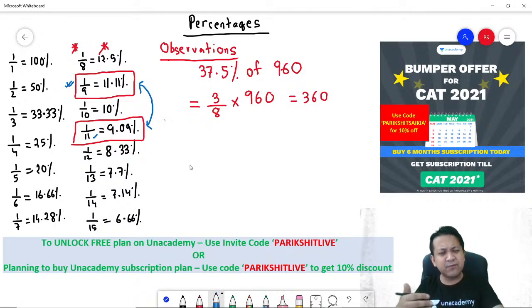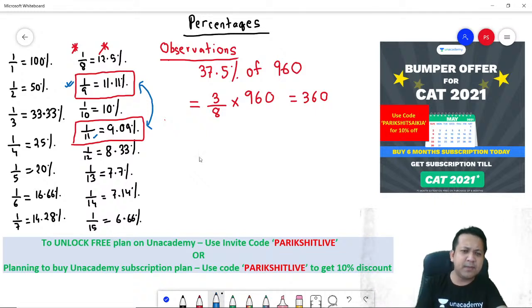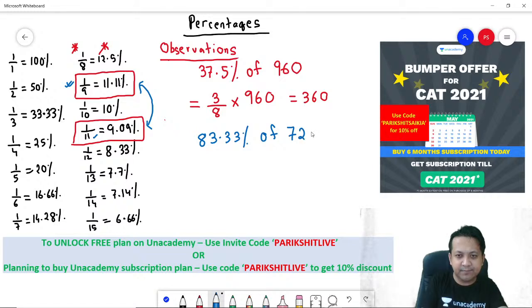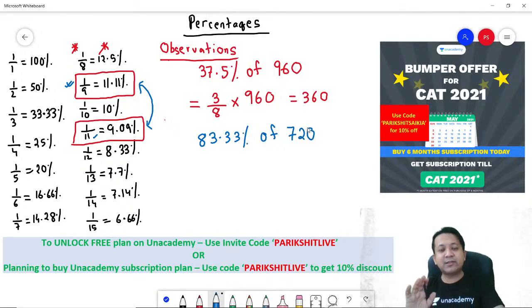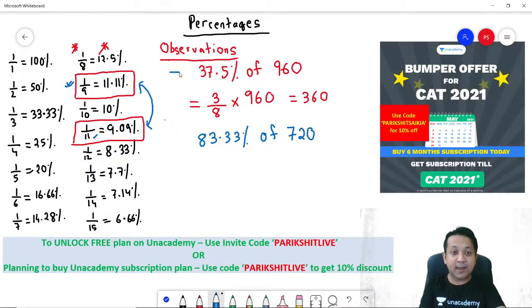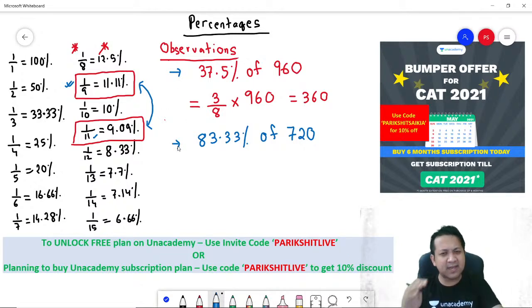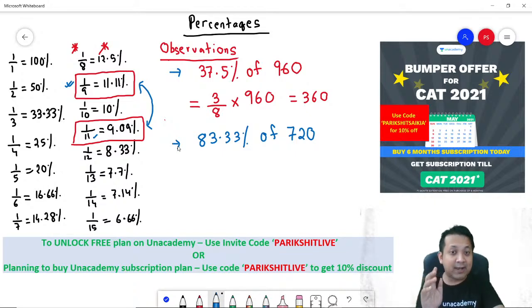Correct. Let's say I give you another number. Can you tell me how much is 83.33% of 720? Think about it. 83.33% of 720 is what you need to determine. Again, two ways. The unsmart guy will say 83.33 divided by 100 into 720. But that's not you. How will you say? You'll immediately recall that 83.33 is somewhat related to 1 by 6.